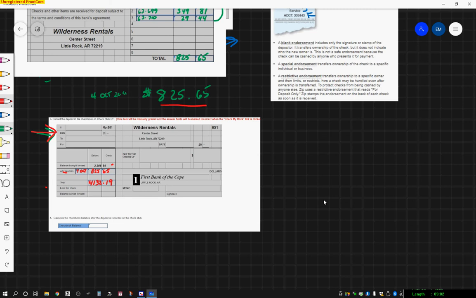There's nothing more to do because we haven't written a check yet. Once we write a check, we're going to have a new balance carried forward, and we're going to deal with that. So the last question says, calculate the checkbook balance after the deposit is recorded on the check stub.